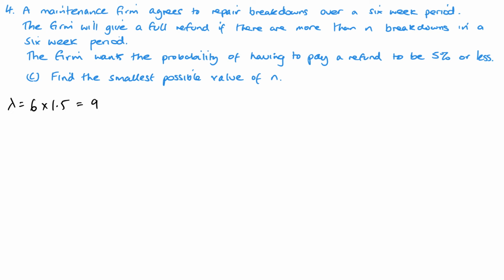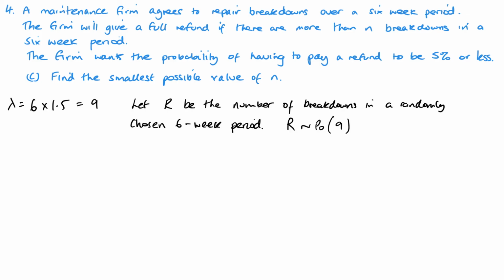So x, y, I don't know what other letter we can use. I think I'll just switch back to the x for now. So X is distributed with Poisson, where lambda is 9. Maybe I should use a different letter. Let's use the letter R for refunds. That sounds nice. And that's it as a sentence there just to explain: it's the number of breakdowns in a randomly chosen 6-week period.